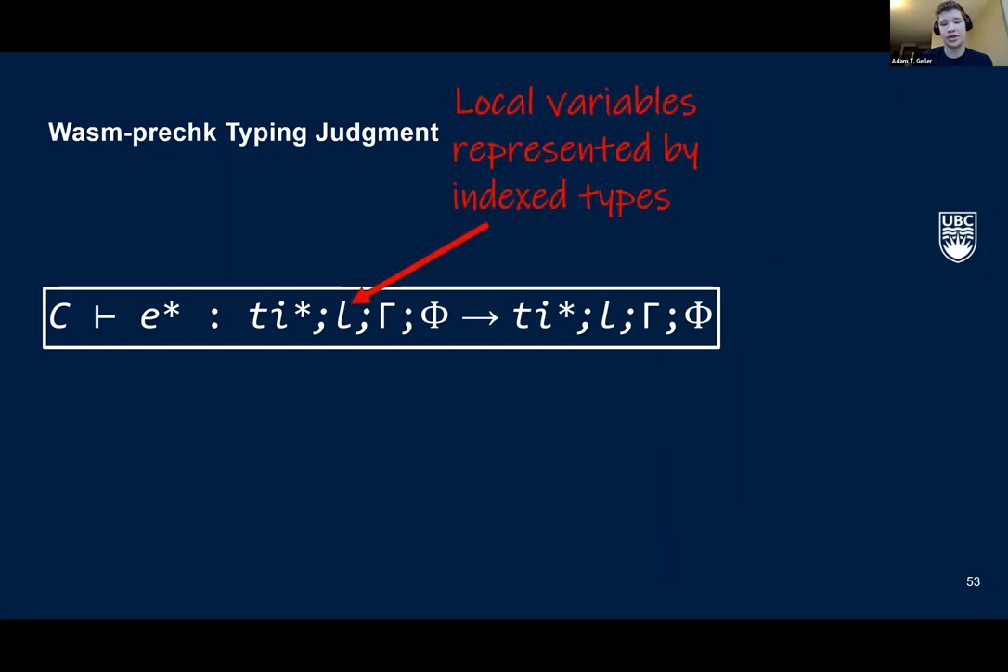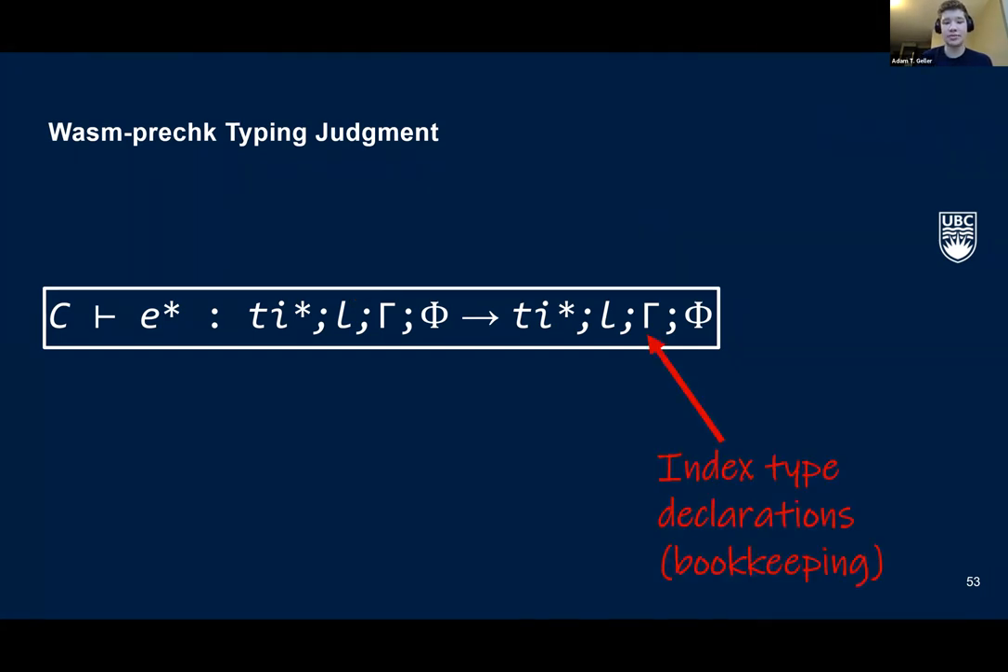Although we use the shorthand L because in most typing rules, we don't touch the local variables. Gamma, as I mentioned before, is the index environment, and it stores index type declarations. So it's useful for reasoning about freshness of index variables because it tracks all of the index variables we've seen so far. But again, it's not really important to the high level intuition. It's mostly around for bookkeeping.